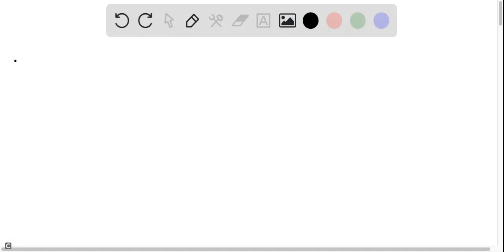Okay, part A. Okay, so each row corresponds to one equation, so let's look at one row at a time.